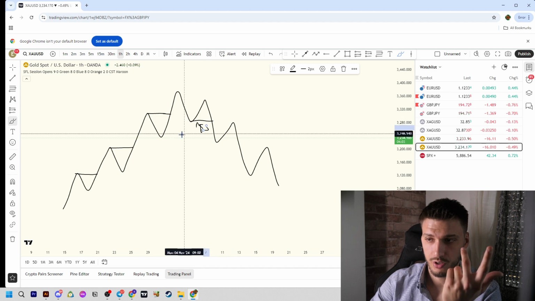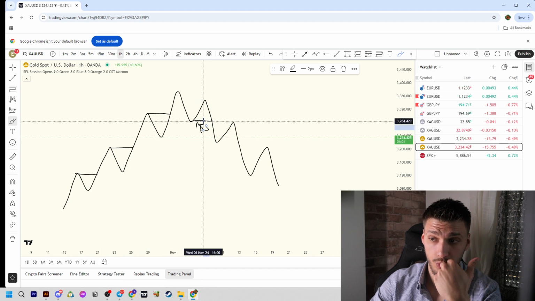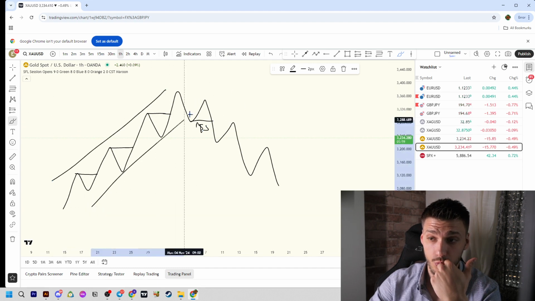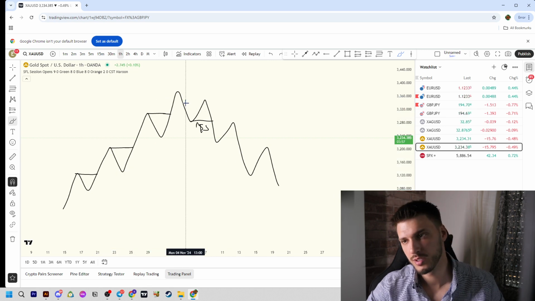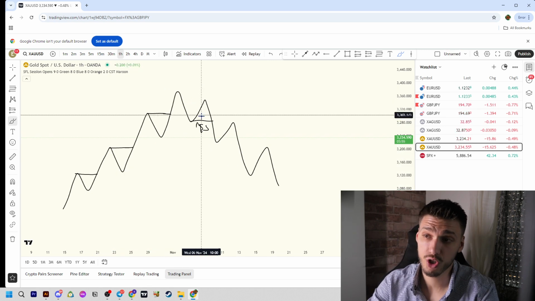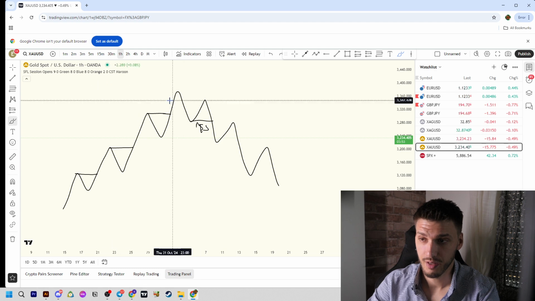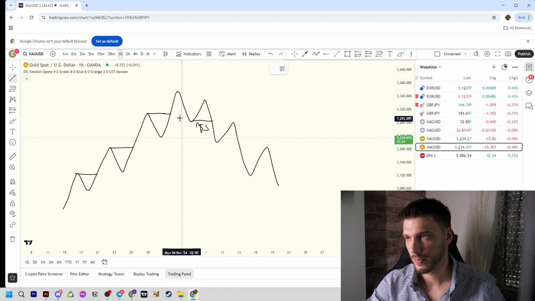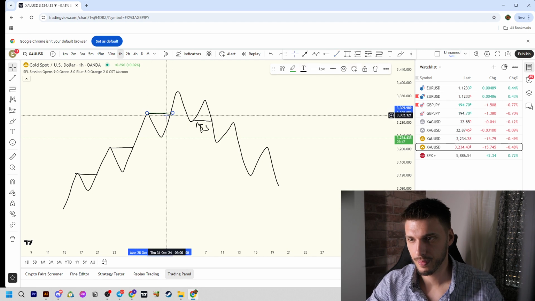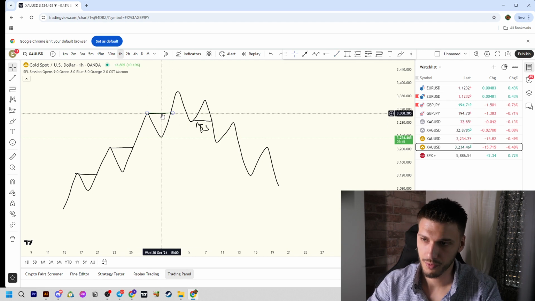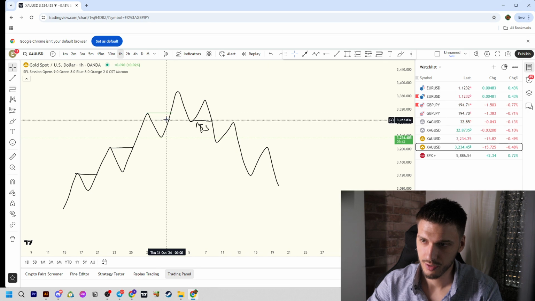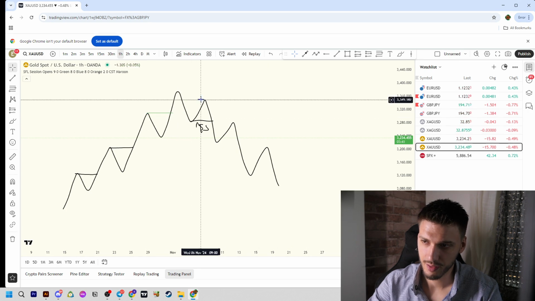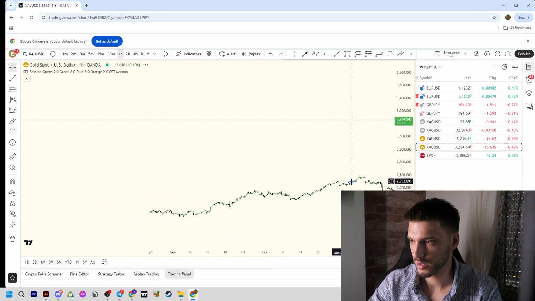This is a break of structure, but it's in the opposite way of what direction we were going. So this means that potentially we have a change in direction. And what you always see on this is the price breaks structure, sweeps liquidity, and then starts going in the other direction. You can always see this.